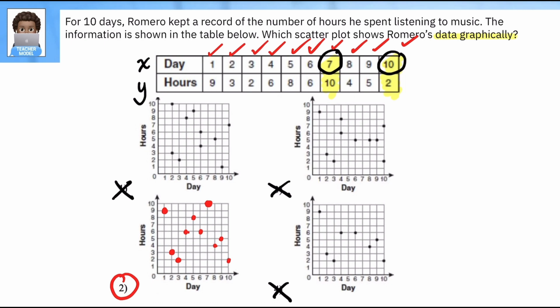So again, I was just looking for really quickly which ones I can eliminate by picking a point that I knew was going to be different, and I just picked the high number and started with those 2. So let's hit pause and circle number 2 and verify why the other ones didn't work. And it was because they didn't have that point right over here. They were all missing 7, 10.